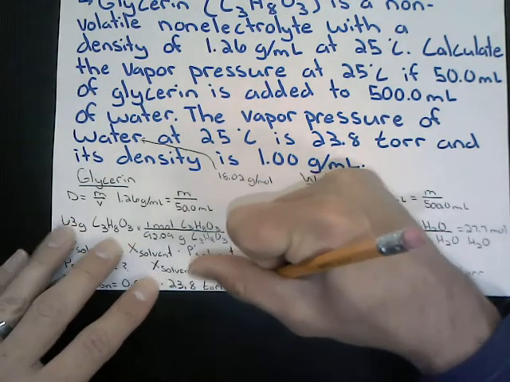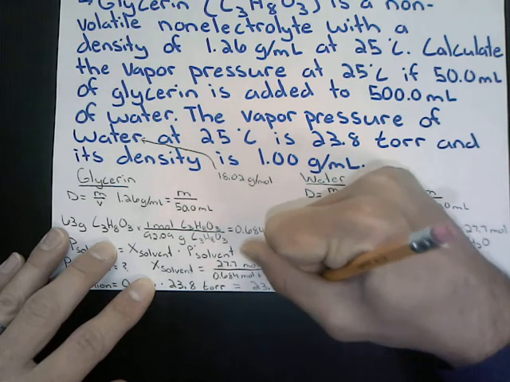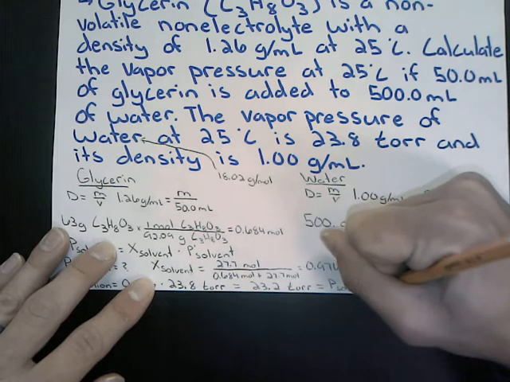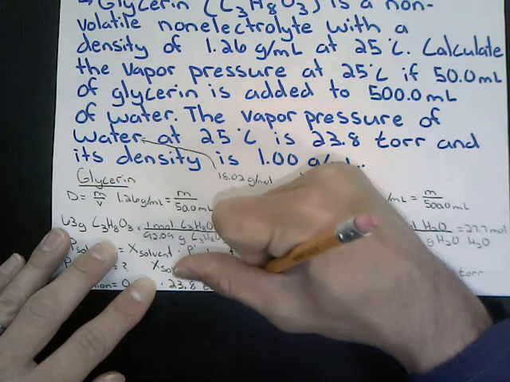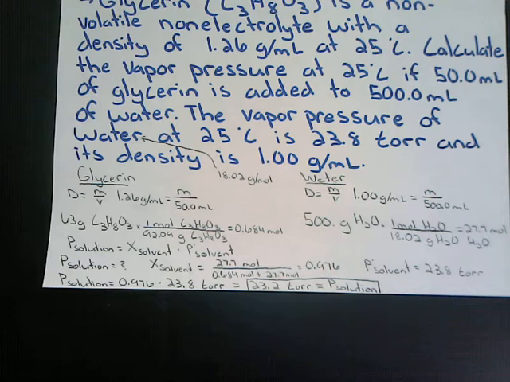So 23.2 torr is the vapor pressure of our solution. So you can see here, remember this is vapor pressure lowering, that's what Raoult's law explains, that by having a solution, the vapor pressure of the solution itself is lower. And that's because we added a non-volatile, non-electrolyte, which was in this case glycerin, and that's how it lowers our particular vapor pressure.